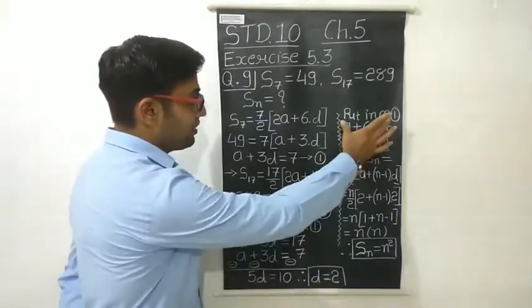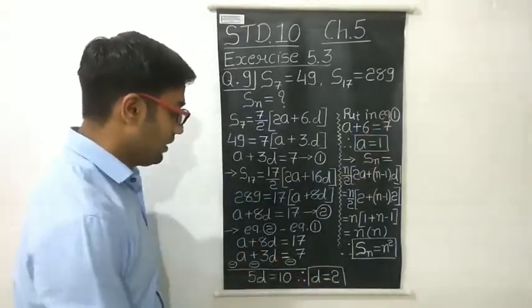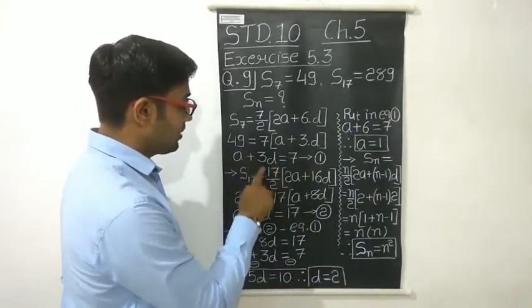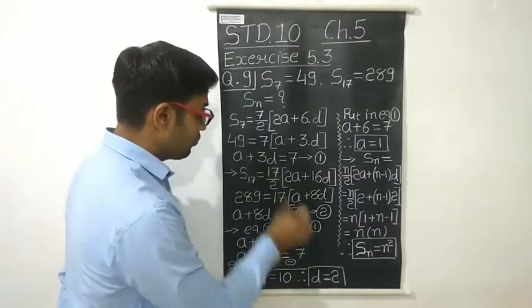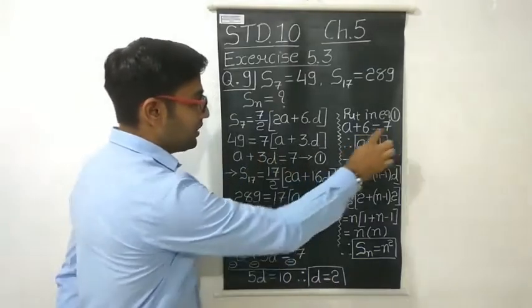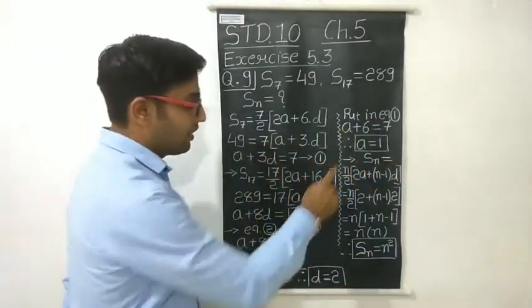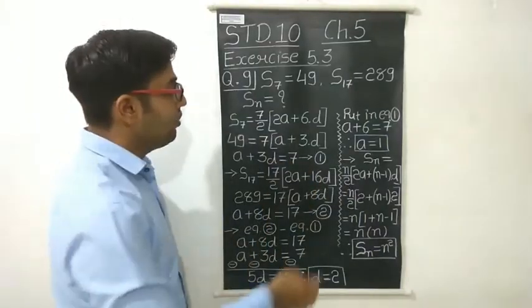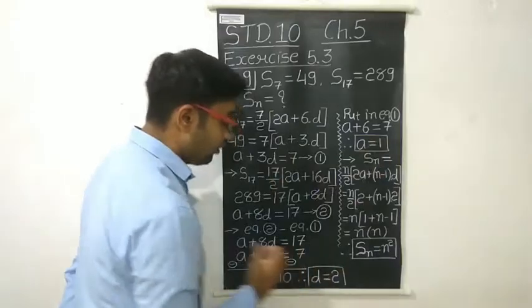Now put this value of d in equation number 1. By putting it in equation number 1, we get a plus 3d, where 3d means 3 into 2. 3 twos are 6. So a plus 6 equals 7. Therefore, the value of a we get is 1. Now we have the value of a and the value of d.